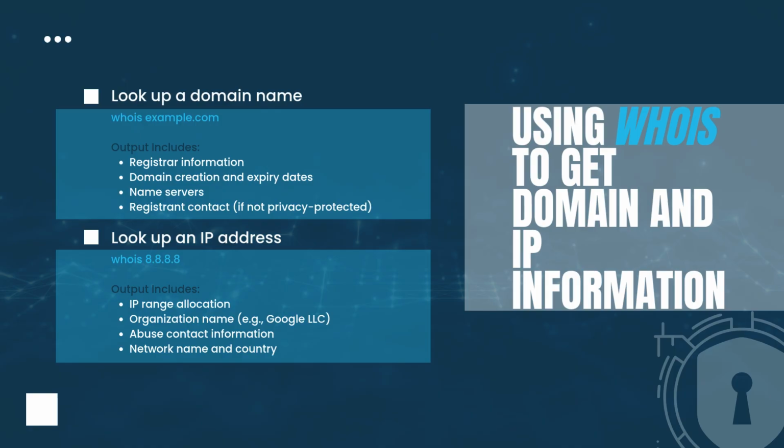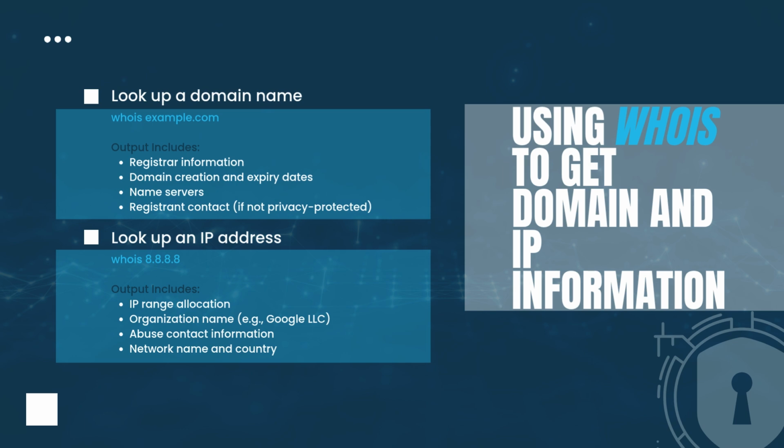Now let's flip the script and talk about using WHOIS to look up IP addresses instead of domain names. When you run something like whois 8.8.8.8, you're tapping into a database that shows you which organization owns that IP block. So in this case, it would show Google.